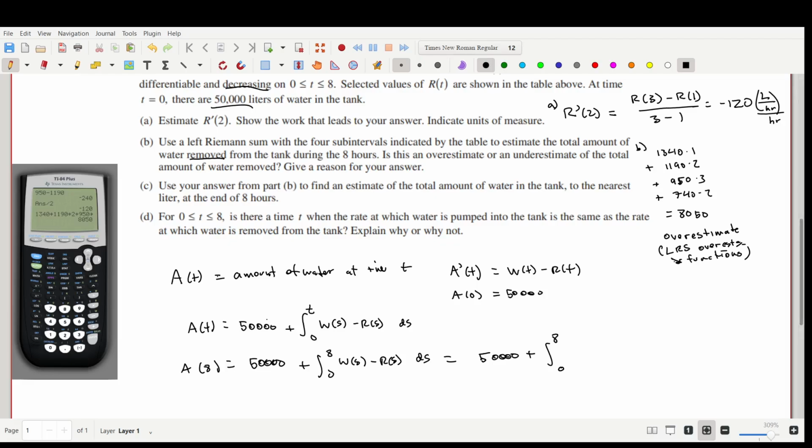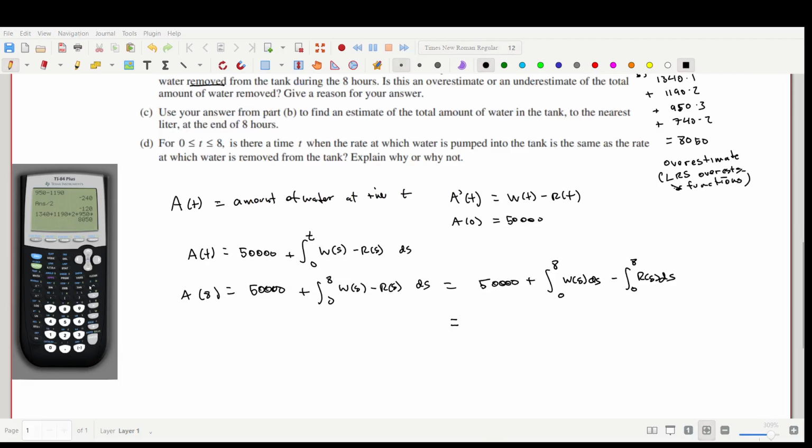Zero to 8 of W of s ds, which I can calculate on a calculator, and then minus the integral from 0 to 8 of r of s, which I just approximated in part B. And then on my calculator, I guess now I'll dump in W because I need to at some point.